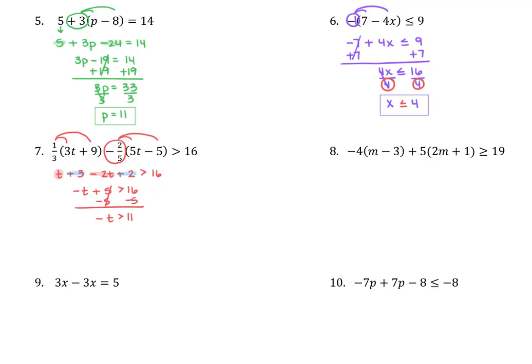Now remember, I can't leave it as a -t. That's a -1t, so I'm going to divide both sides by -1. Remember, what that's going to basically do is flip my signs. So -1 divided by -1 gives me +1t. 11 divided by -1 gives me -11. Now remember, I divided by a negative, so I'm going to have to flip that inequality sign.